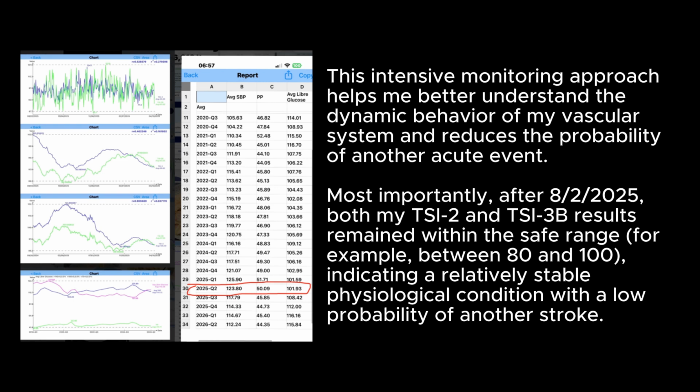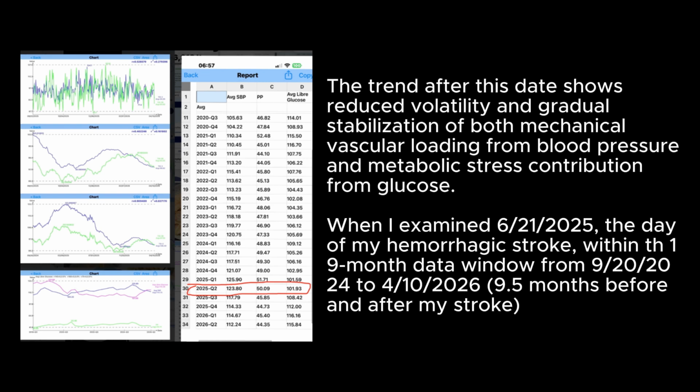Both my TSI-2 and TSI-3B results remain within the safe range, for example, between 80 and 100, indicating a relatively stable physiological condition with a low probability of another stroke. The trend after this date shows reduced volatility and gradual stabilization of both mechanical vascular loading from blood pressure and metabolic stress contribution from glucose.